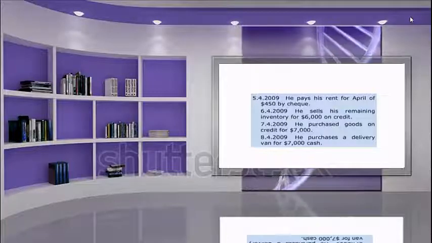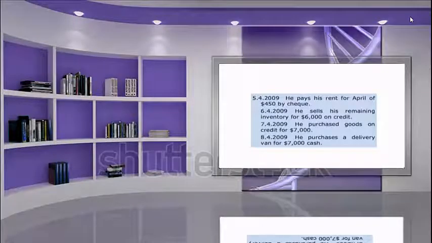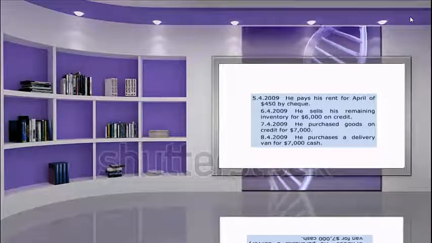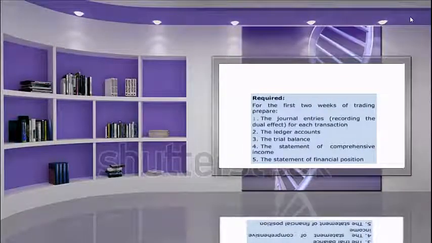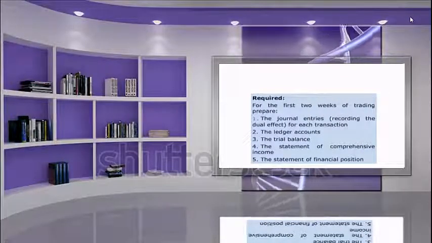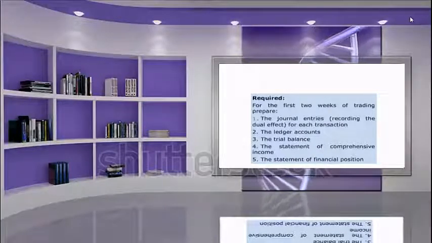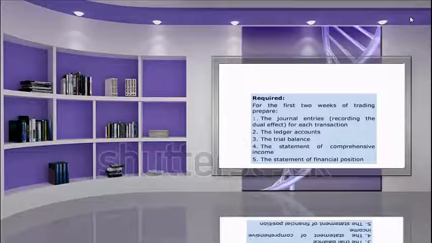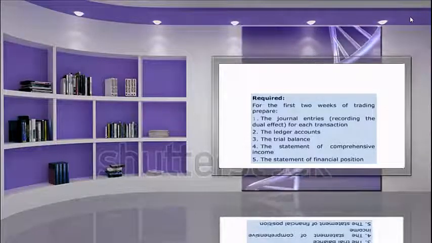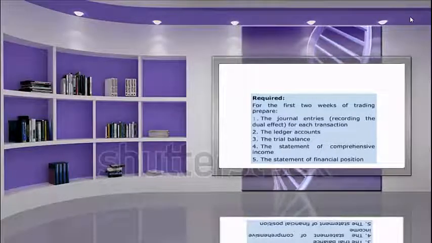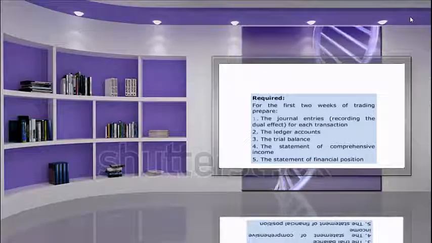We need to be able to record those transactions. So now let's have a look at the requirement for this question. The requirement: for the first 2 weeks of trading, prepare the journal entries for George, and the journal essentially records that dual effect we were talking about. And by recording that dual effect, we can then record the debit and the credit entry as well.